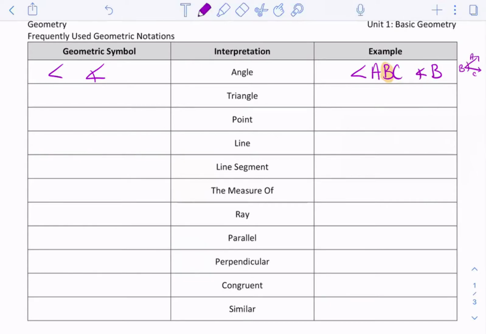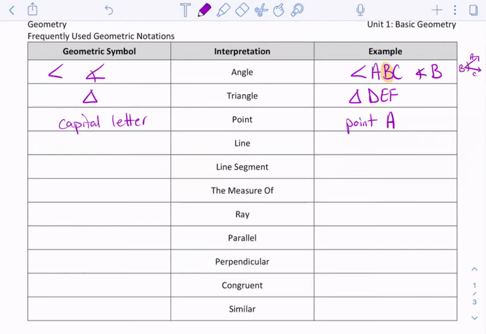We have the triangle symbol, so triangle DEF. Point: we don't really have a specific symbol for it, just know that it's with a capital letter. So like point A, I will always use a capital letter to represent a point.